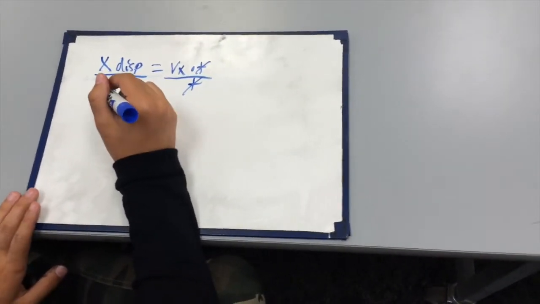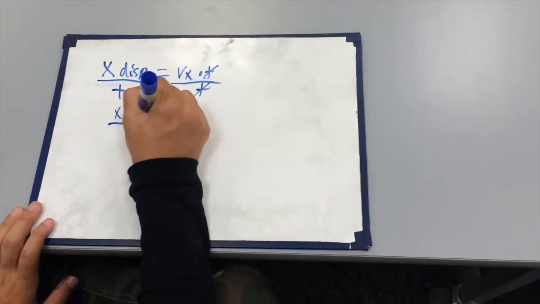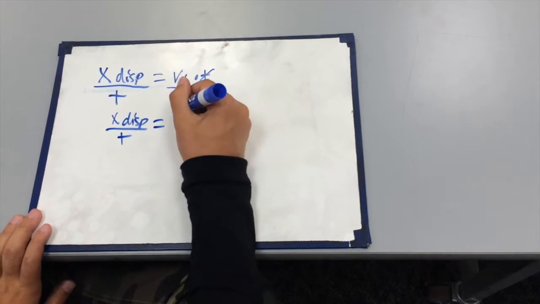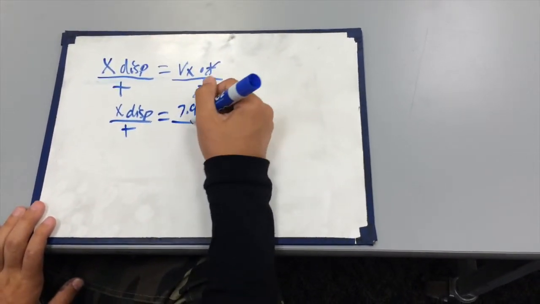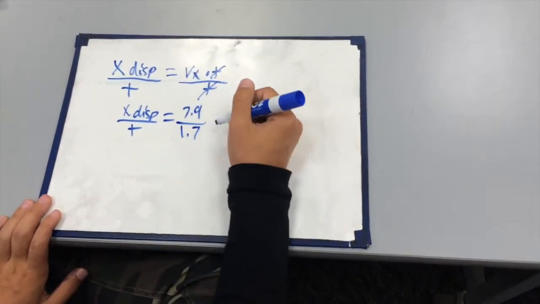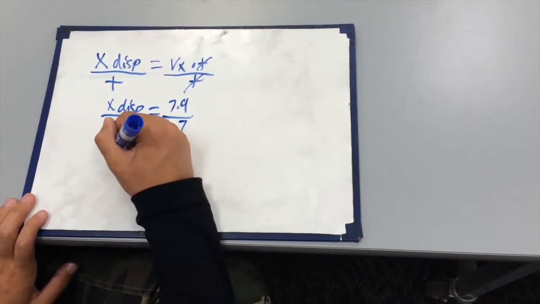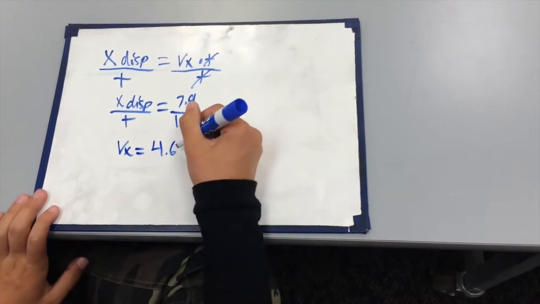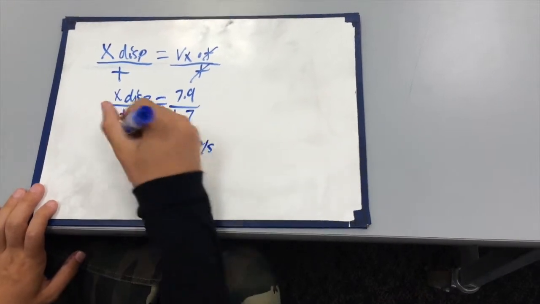You will now have x displacement over t, or your time, equal to 7.9 over 1.7. Now that should come out to give me Vx equals 4.64 meters per second.